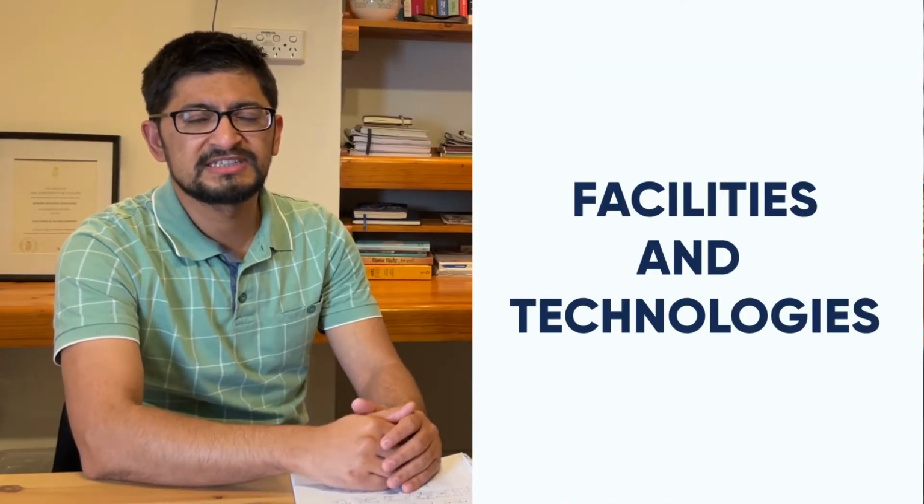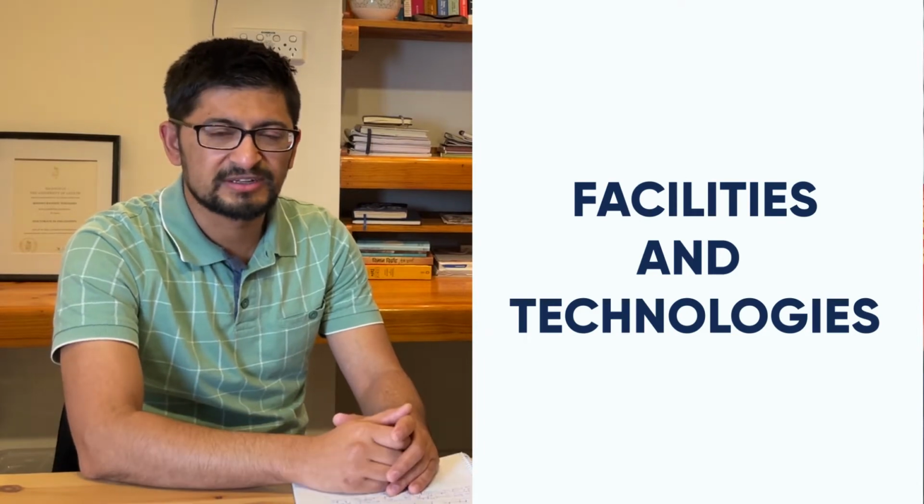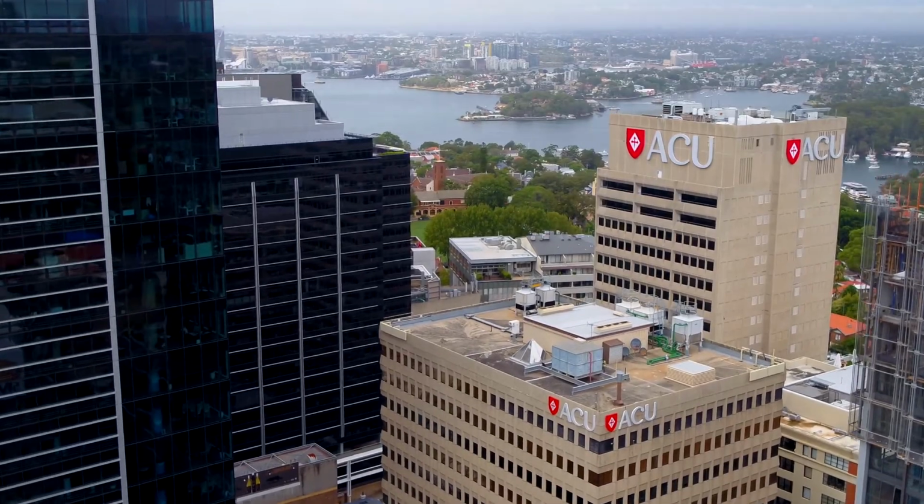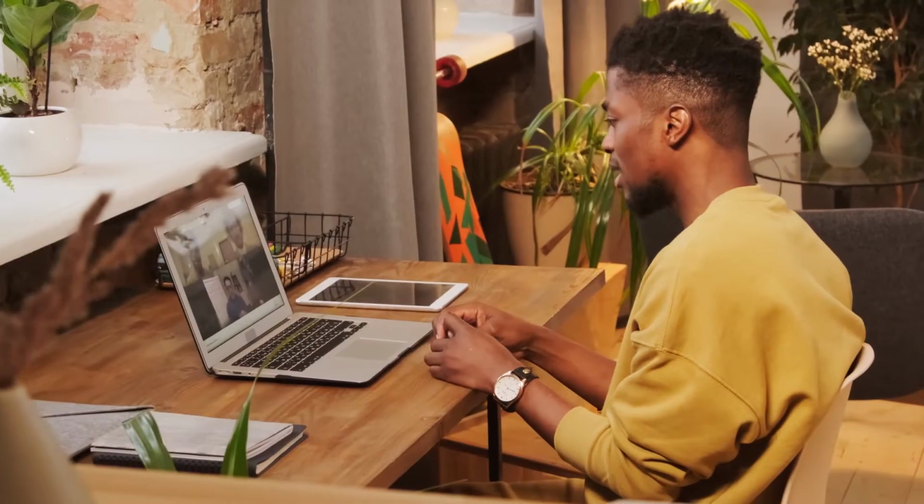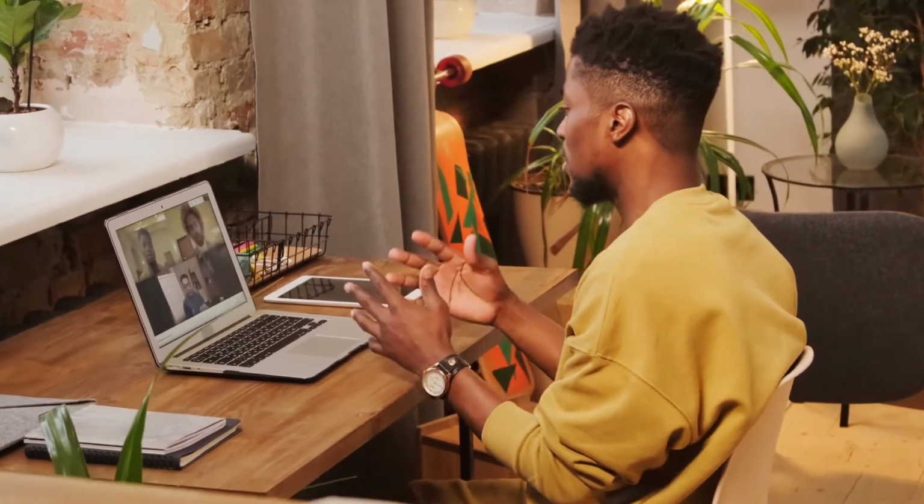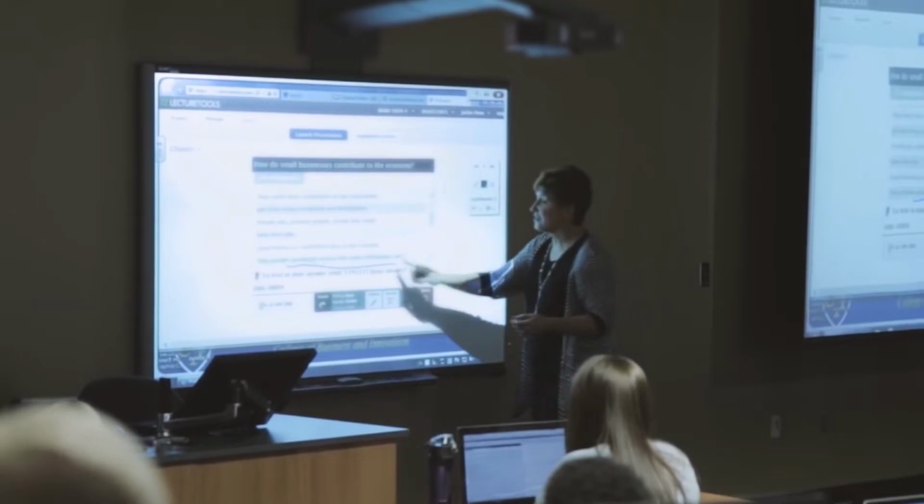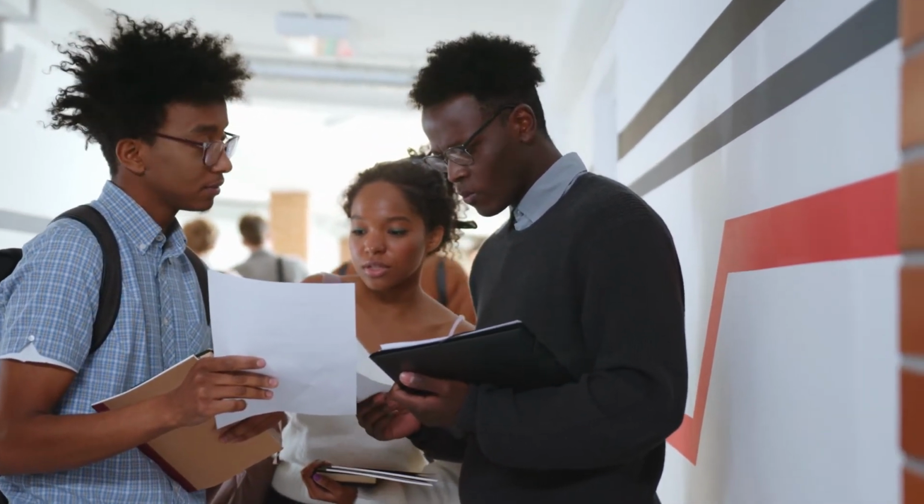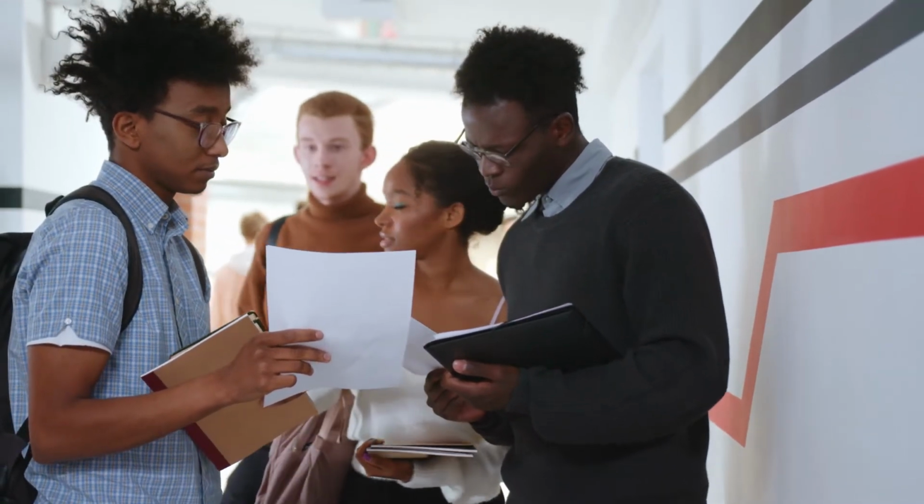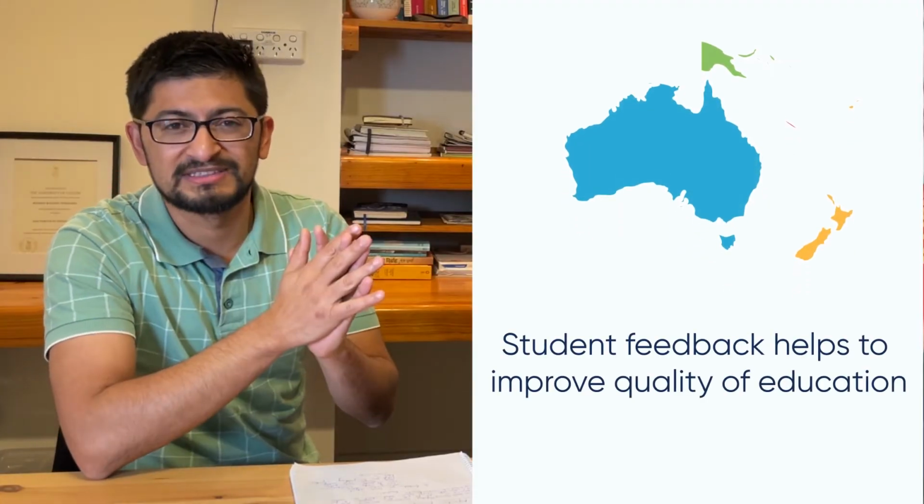The fifth difference between Australian and Nepalese universities is regarding facilities and technologies. Australian universities are really rich in terms of modern and cutting-edge technologies, and the use of internet, video-based learning and multimedia learning is really common. And the other important thing about Australian universities, compared to Nepalese universities, is student feedback. They really get feedback from students so that they can improve the quality of the education later on, which I don't think happens in Nepal.